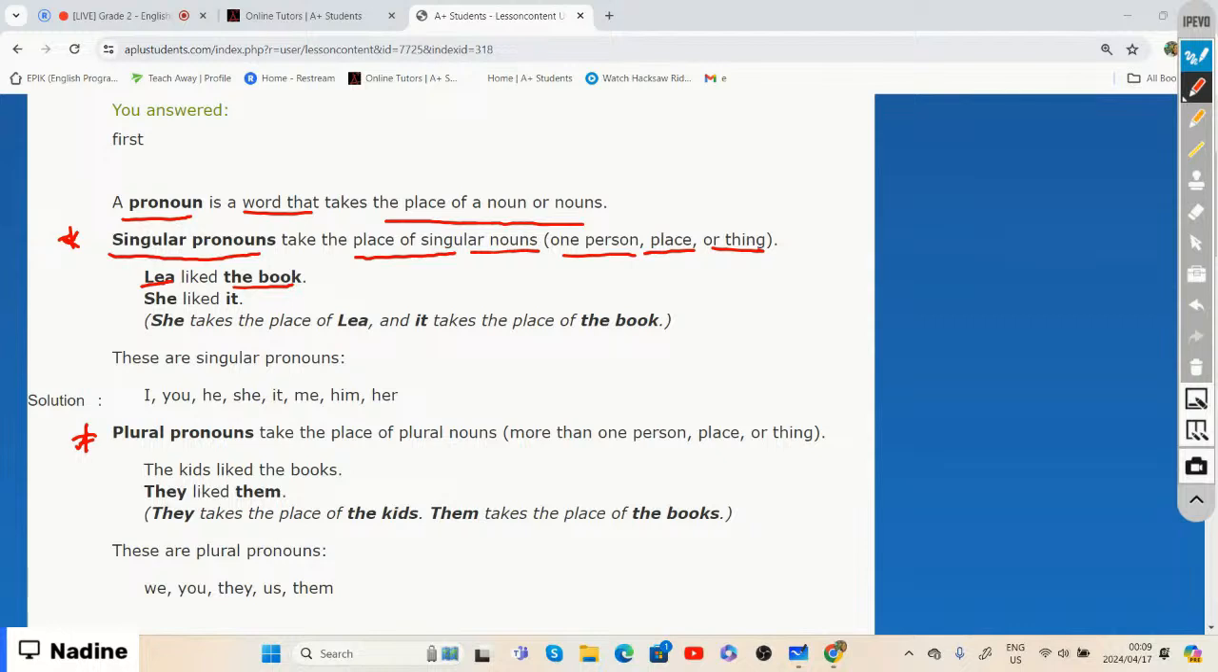For example, if we say Leah liked the book, Leah is a noun. If we want to replace that noun with a pronoun, instead of saying Leah, we can say she liked the book. Instead of saying the book, we can say she liked it, and it refers to the book. So that is now the pronoun. Instead of saying the person's name, we can just give the pronoun, for example, she. Or if you're referring to a boy, we can say he. Or if you're referring to myself, you can say I.